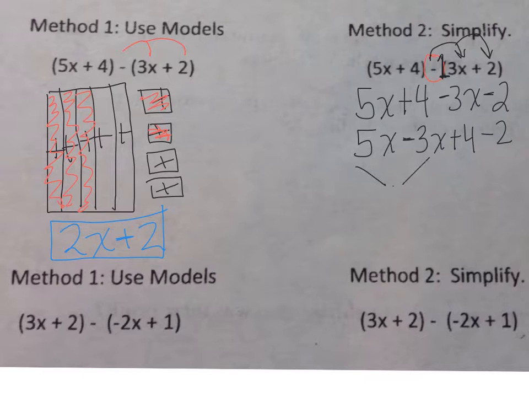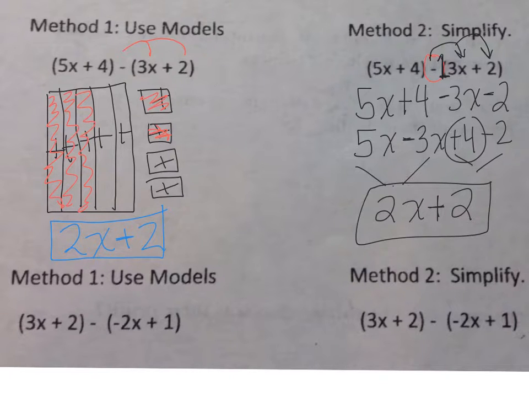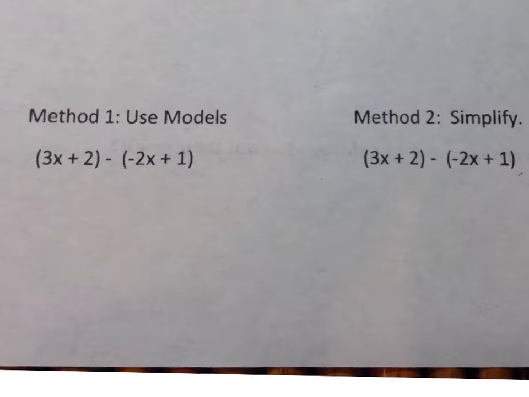So with my x's, 5x minus 3x, I'll have 2x left over. And then with a positive 4 and a negative 2, the signs are different, so I will subtract and get 2. And I want to keep the sign of the larger absolute value, which is that positive. So my final expression is 2x plus 2. Again, notice I got the same exact answer that I did for modeling. Go ahead and pause the video if you need to finish writing this down.